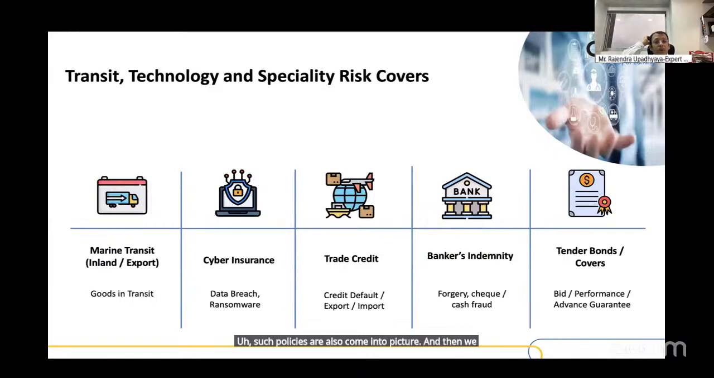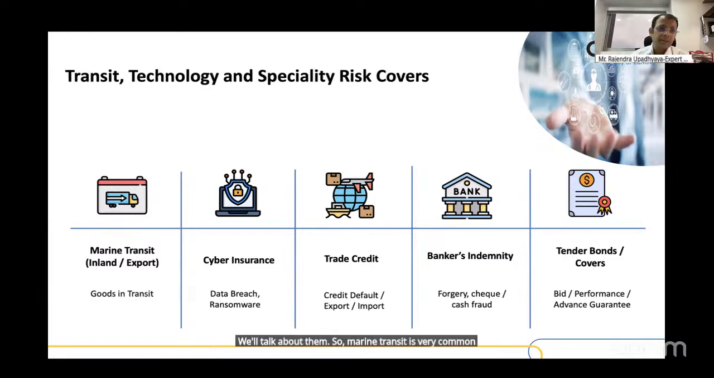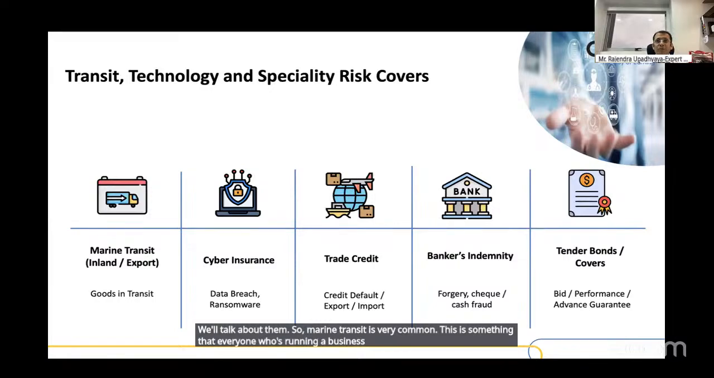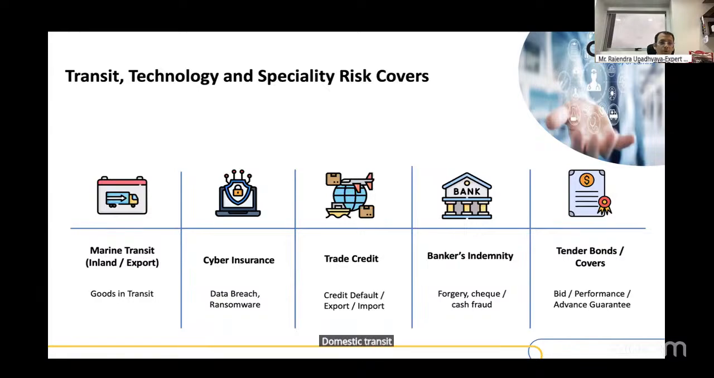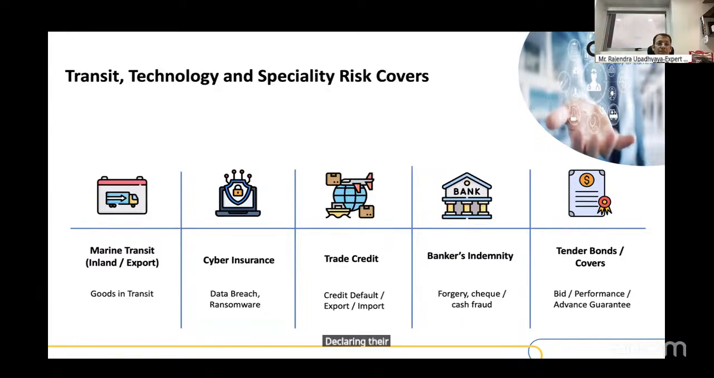And then we talk about specialty covers like cyber, marine, trade credit, bankers indemnity, and even others. We'll talk about them. So marine transit is very common. This is something that everyone who's running a business has, some sort of transit and marine policy, either by traveling on road, rail, sea, domestic transit, export, import, all those things are covered. So it's again a specialty line, and these risks can be suggested for people who are not taking it adequately. Now there are various covers which can cover people not on single transit but on the entire turnover, so they don't have to worry about declaring their transits every time. A single turnover policy can be availed, and marine comes into the picture.